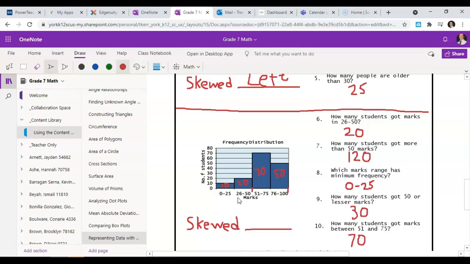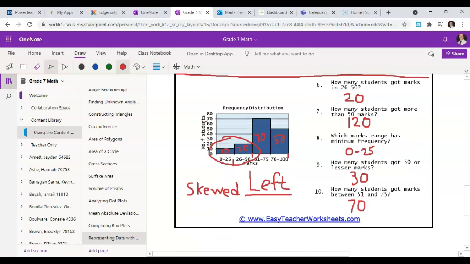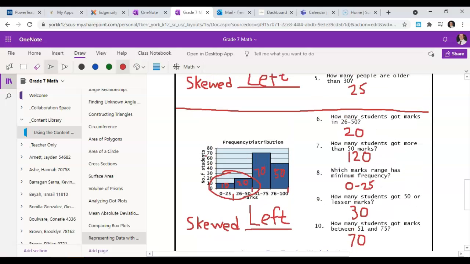Perfect. Good. And then this one has a little bit clearer of a tail. This one is definitely not symmetric. It's not the same. It's not symmetrical. There's definitely a tail here. I can see that the tail falls right here. And so since that tail falls there, I would call this also skewed to the left. Okay. So give that a try, see what you can do, and let us know if you have any questions.